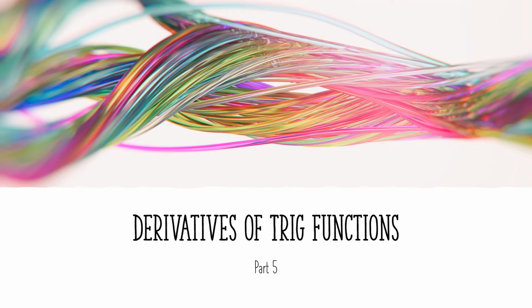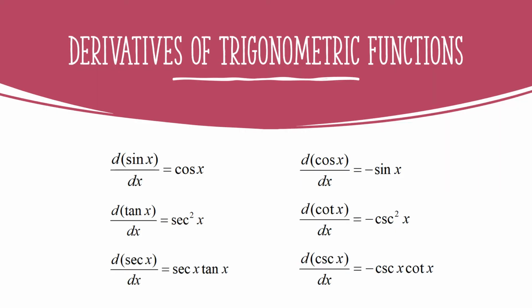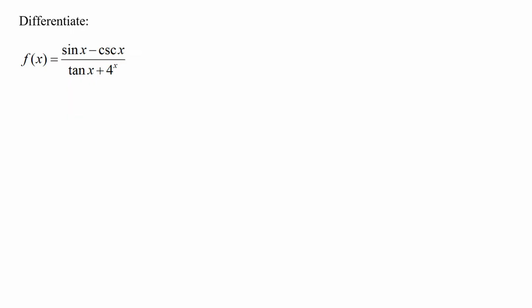Derivatives of trig functions, part 5. Here are the trigonometric derivatives that you'll want to make sure you know. We want to differentiate f of x is equal to (sine of x minus cosecant x) all over (tangent x plus 4 to the x). So this is a quotient, and we'll have to use quotient rule.